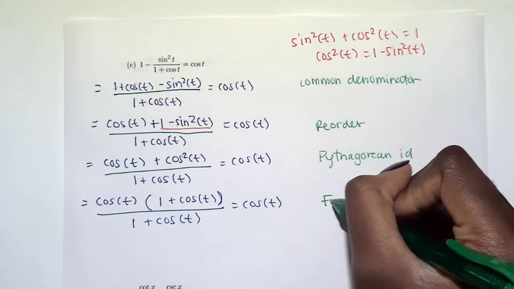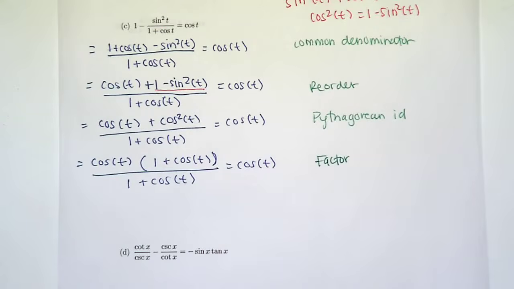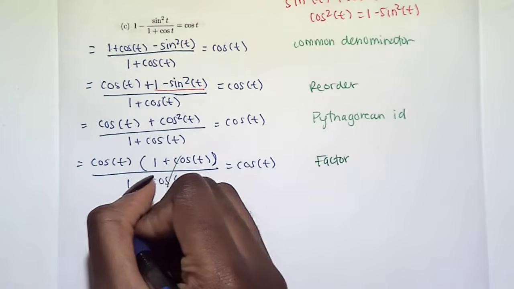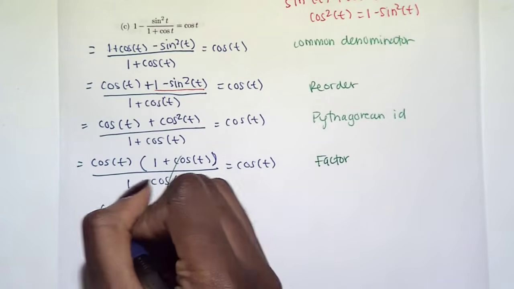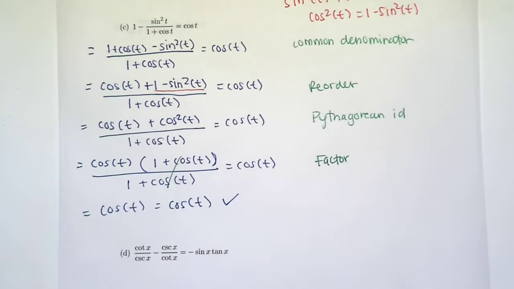All right, so I'm just factoring. All right, so this is good. We see the same thing in the numerator as the denominator. Bam, we're just left with cosine of t equals cosine of t. That's exactly what we were looking for. All right, let's do the next one.